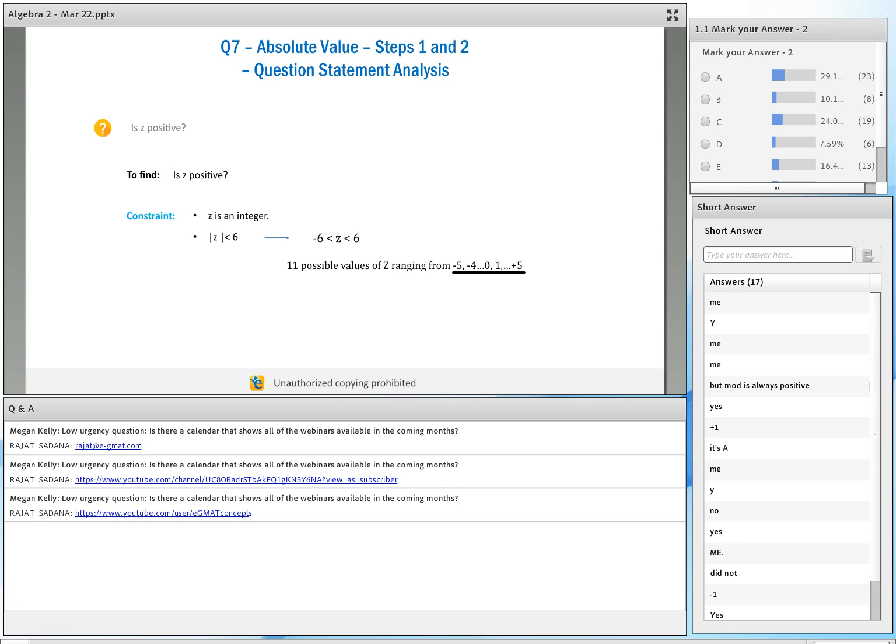Purnima says, but mod is always positive. Yes, Purnima, the absolute value of Z is always positive. Doesn't mean Z is always positive. Because if that were the case, then we won't have to take the mod around it, right?